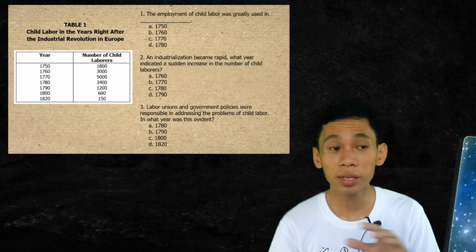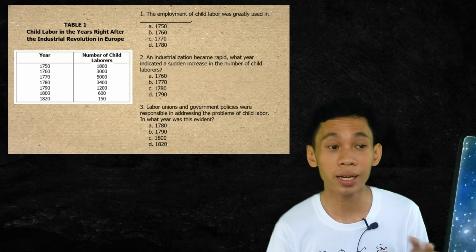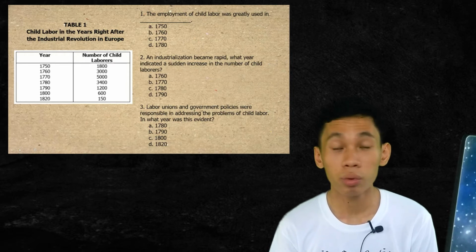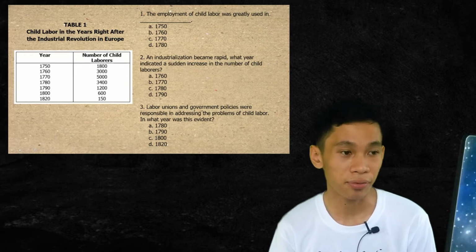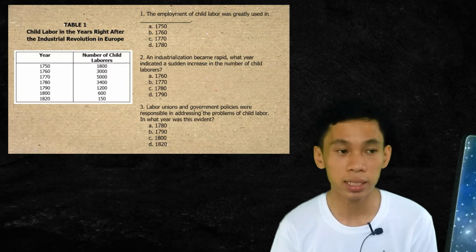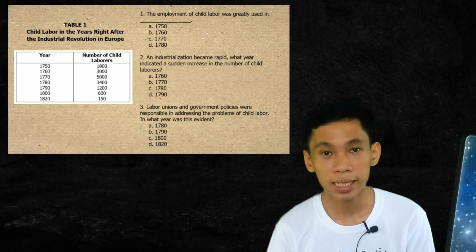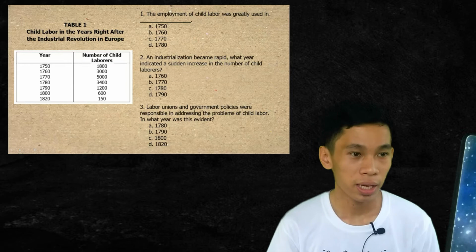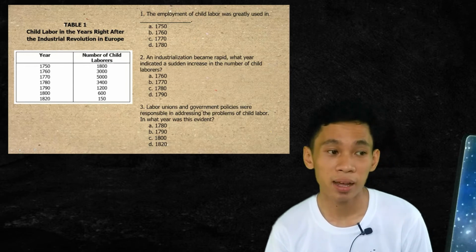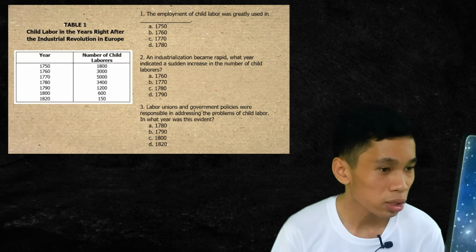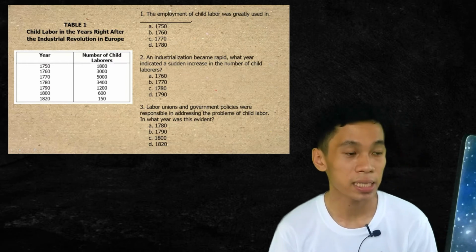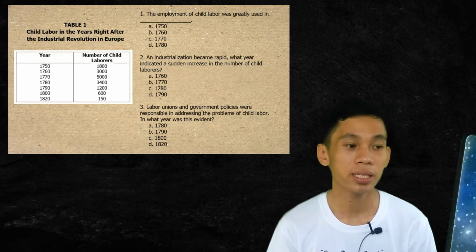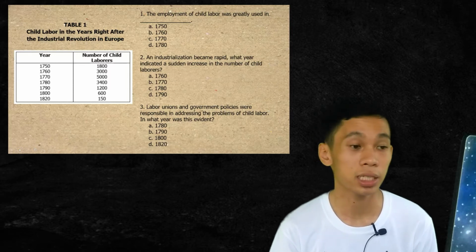Okay? So, sa interpretive exercise, multiple choice din ang kanyang format. Okay, so for example, number 1, the employment of child labor was greatly used in letter A, 1750, B, 1760, C, 1770, letter D, 1780. Okay, so masasagutan ito ni student sa pamamagitan ng pagtingin dun sa table. Okay, anong taon daw nagkaroon ng maraming bilang ng child laborers? So, dito meron tayong makikita na 5,000. That is in 1770. Therefore, the answer here is letter C. Okay, 1770. So, ganito lang ang interpretive exercise.